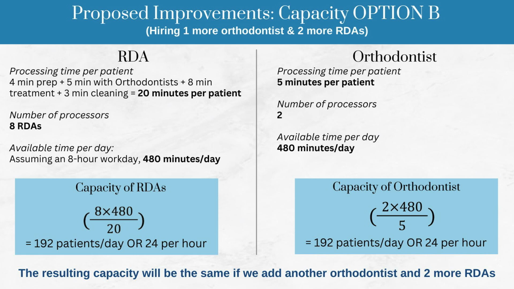For this reason, we decided to evaluate another option. Our next option was to hire 1 more orthodontist and 2 more RDAs. With these changes, the capacity would be exactly the same. That means that we would eliminate the bottleneck and both RDAs and orthodontists would be able to treat the same amount of patients under ideal conditions.